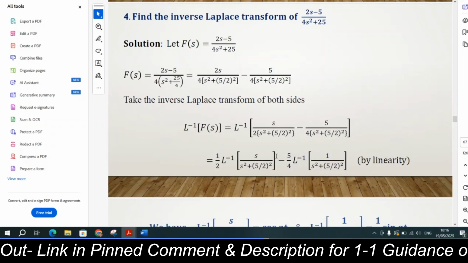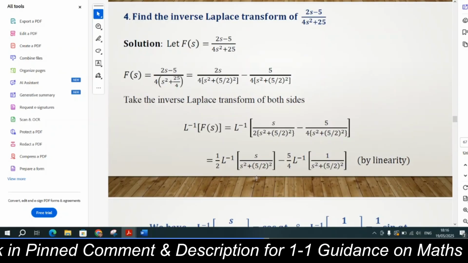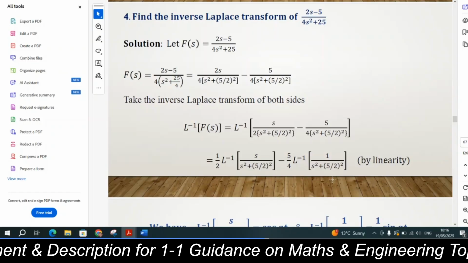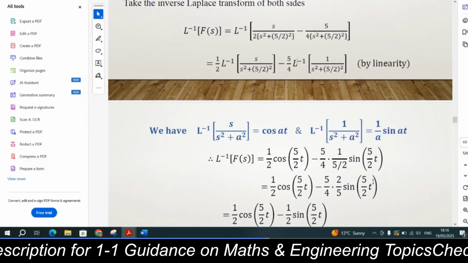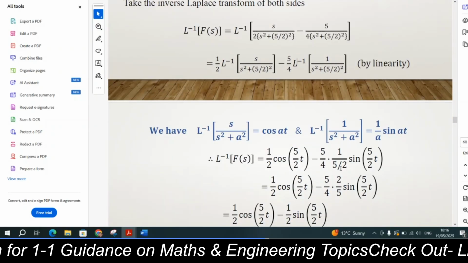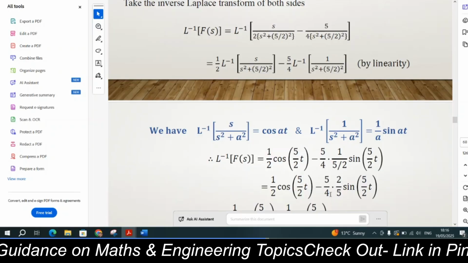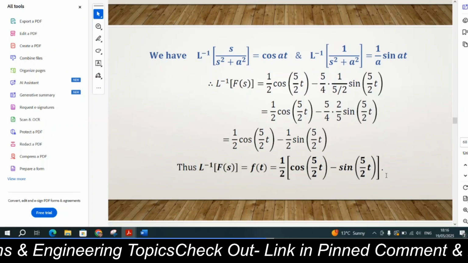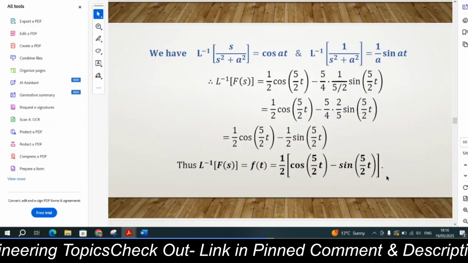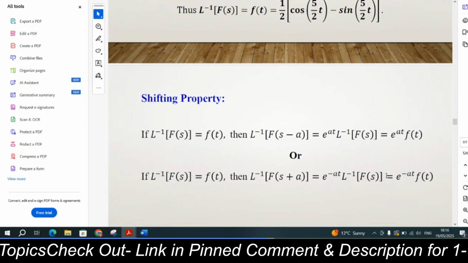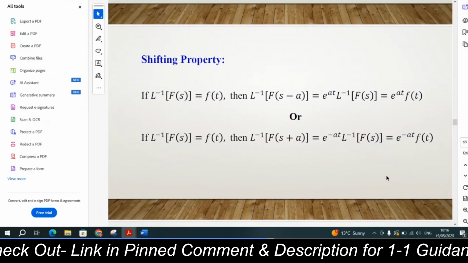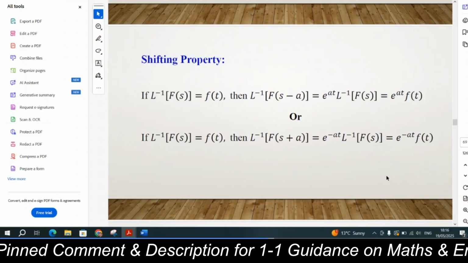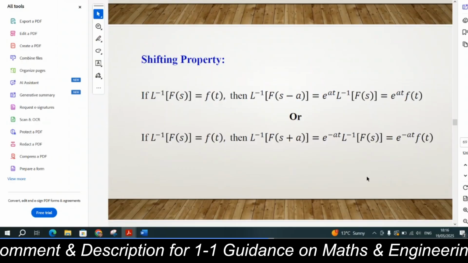On the other side, you have 5 by 4 coming out. You have a constant on top and a plus sign, so this will be a sine function with the constant coming in the denominator separately. So it will be half into cos (5t by 2), and this will be minus 5 by 4 into 1 over (5 by 2) into sine (5t by 2). Yes, 1 upon a into sine at. So this gives 2 by 5, and 5 and 5 get cancelled, 2 by 4 becomes half. Half is common: half into (cos 5t by 2 minus sine 5t by 2). That's your answer. Is that clear?